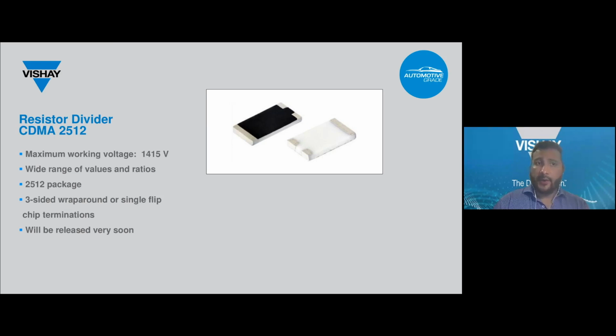Here you can see the component that was selected. This voltage measurement was accomplished by our resistor divider, CDMA 2512. It has a maximum working voltage of 14-15 volts and offers a wide range of values and ratios with tolerances down to 0.5%. And your typical TCR is 50 ppm. The divider comes in a 2512 package and can be offered with either a 3-sided wraparound or single flip termination.